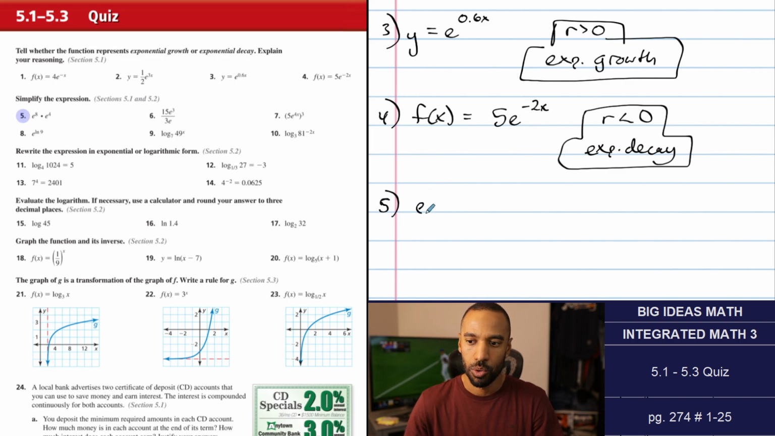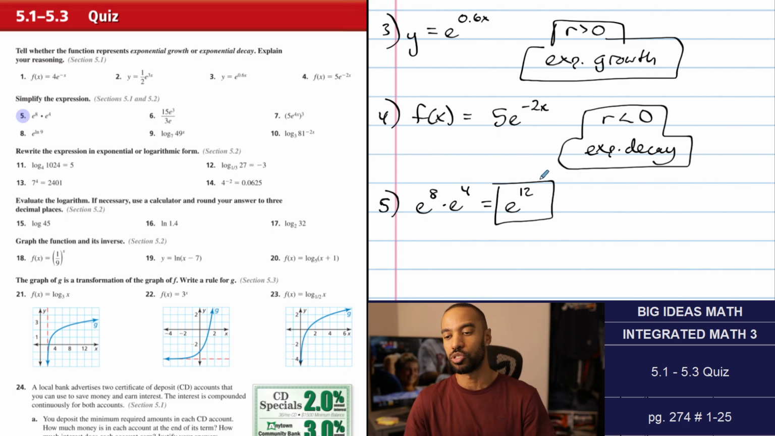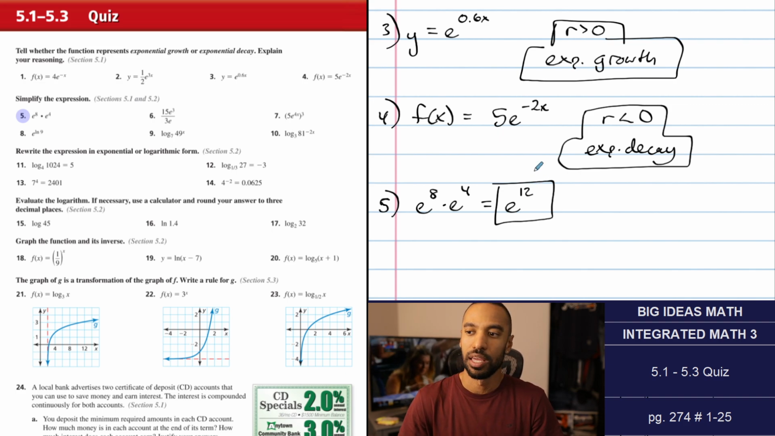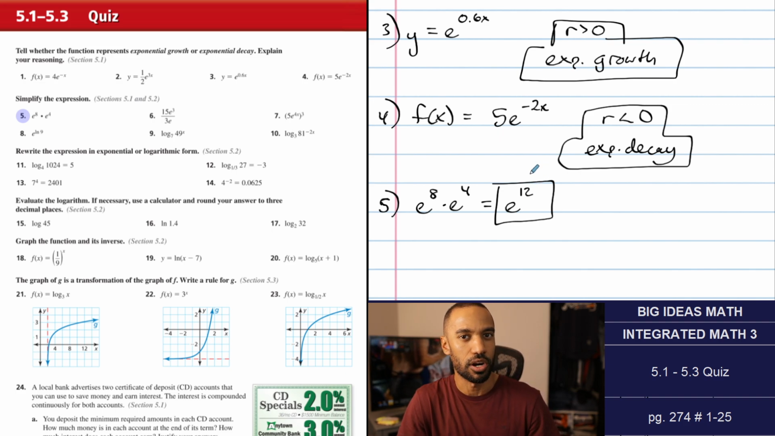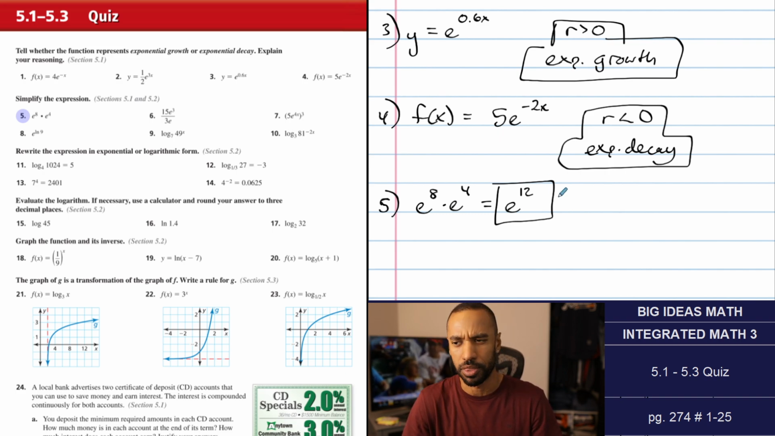So number 5, we have e to the 8th times e to the 4th. They're treated just like you would x. You get to keep the base, add the exponents. Not just like x, like any number. 2 to the 8th times 2 to the 4th is also 2 to the 12th. The difference is 2 to the 12th, we might actually turn into its actual number of, I think, 4,096.